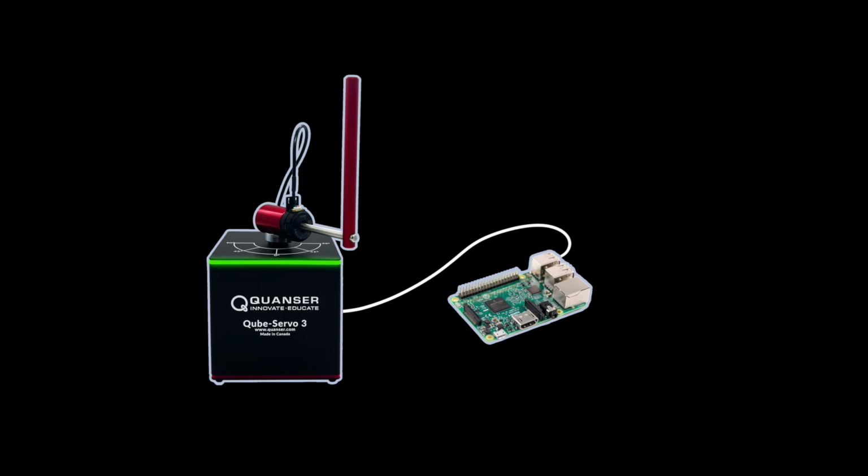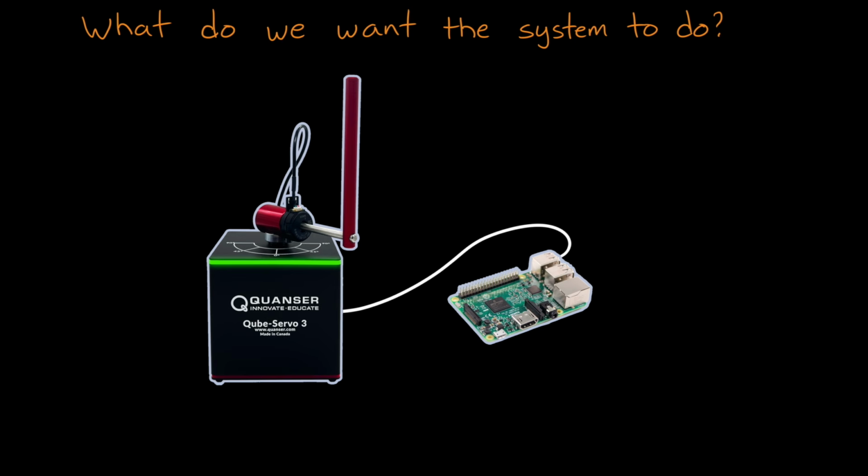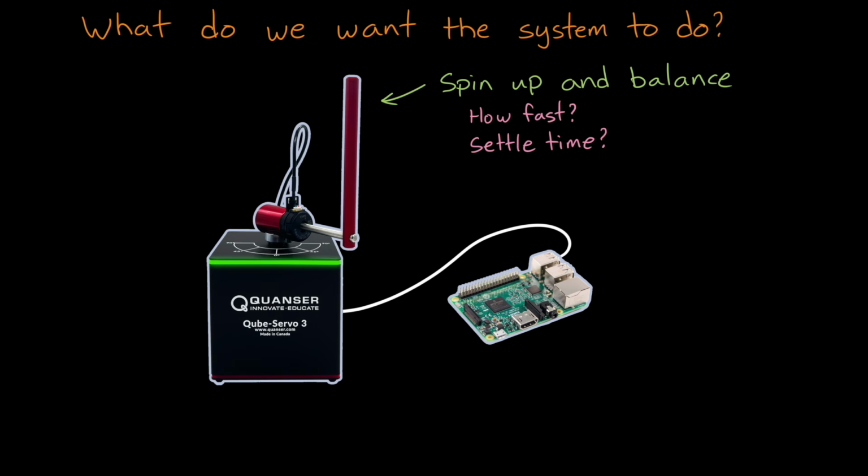When you start a project, before you just start designing and building things, it's important to slow down and think about what you actually want the system to do. For us, we want the pendulum to spin up and balance. That's the big objective. But we also want to meet certain performance goals as well. These are things like how quickly should it spin up? How fast should it settle afterwards? How much wobble can we allow?